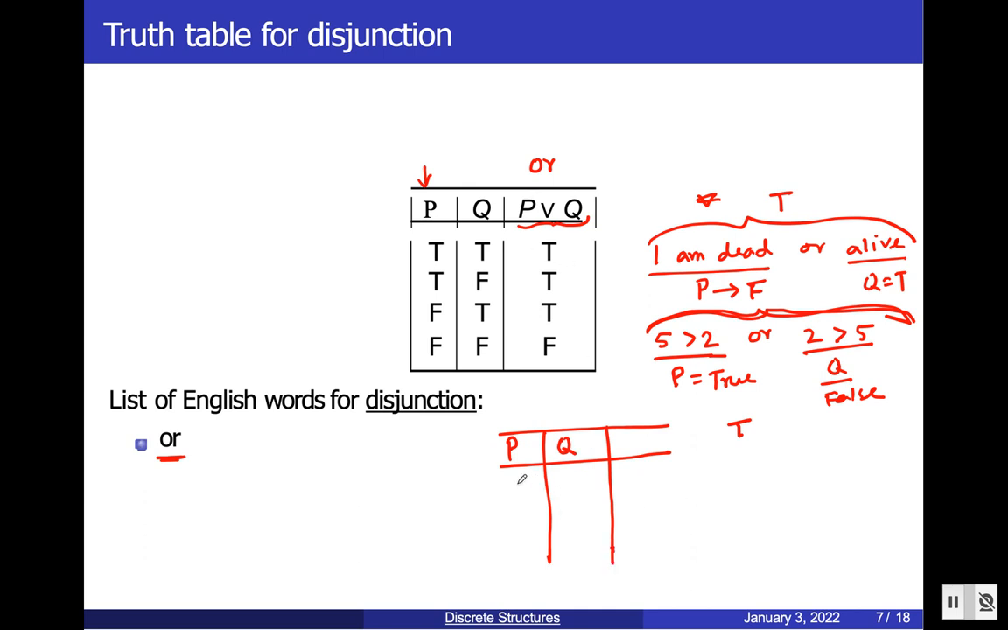First we are going to list all the combinations. If P is true, Q can be either true or false. Now if P is false, Q can be either true or false. If one of P and Q is true, P or Q will be true. So here both are true, so true. Here P is true, true. Here Q is true, true. And here both are false, so it will be false.